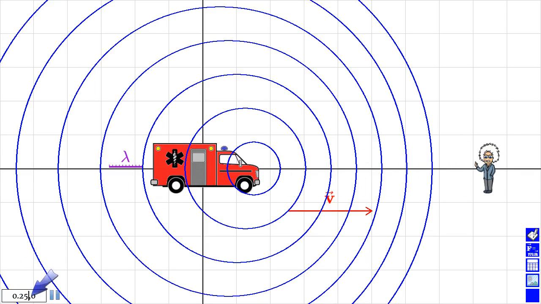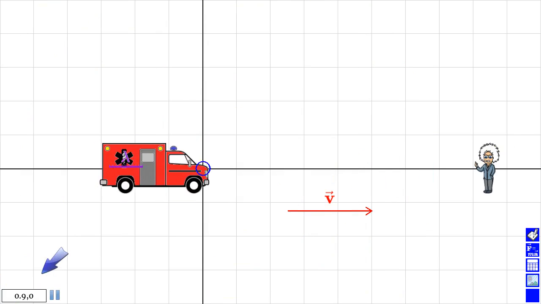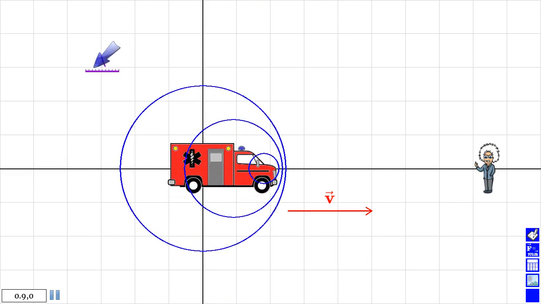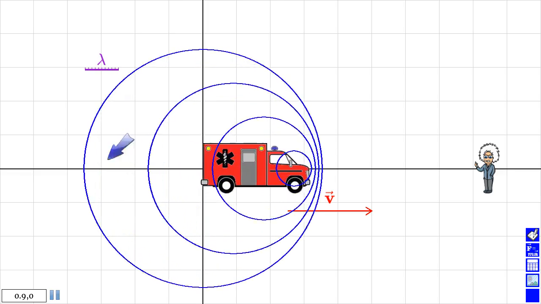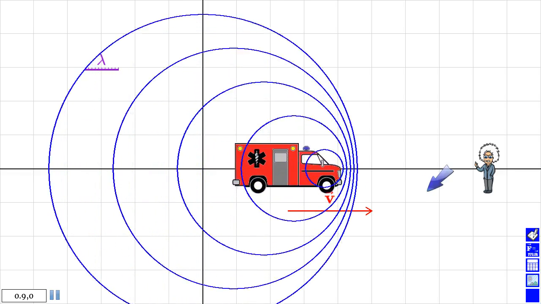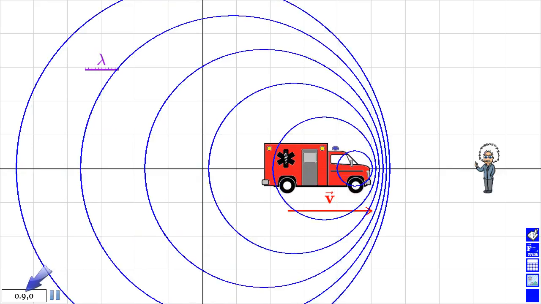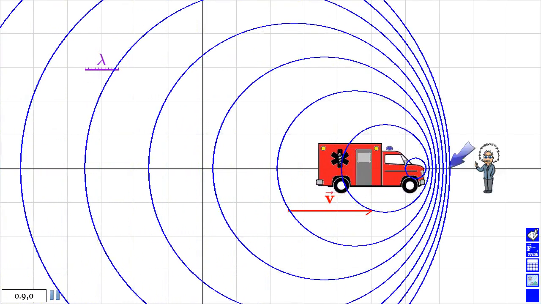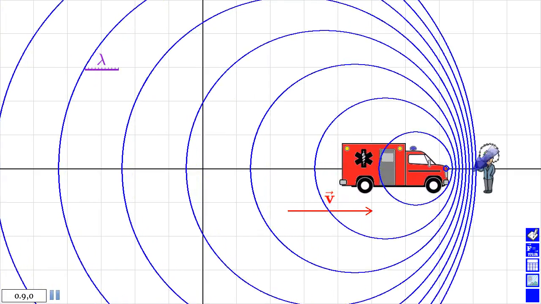What you can see now is that in front of the ambulance, the wavefronts are really close together, and behind the ambulance, the wavefronts are really far apart. Because the ambulance is traveling at 0.9 of the speed of the waves, each compression in front of the ambulance is only going to be 0.1 of the original wavelength behind the compression in front of it.